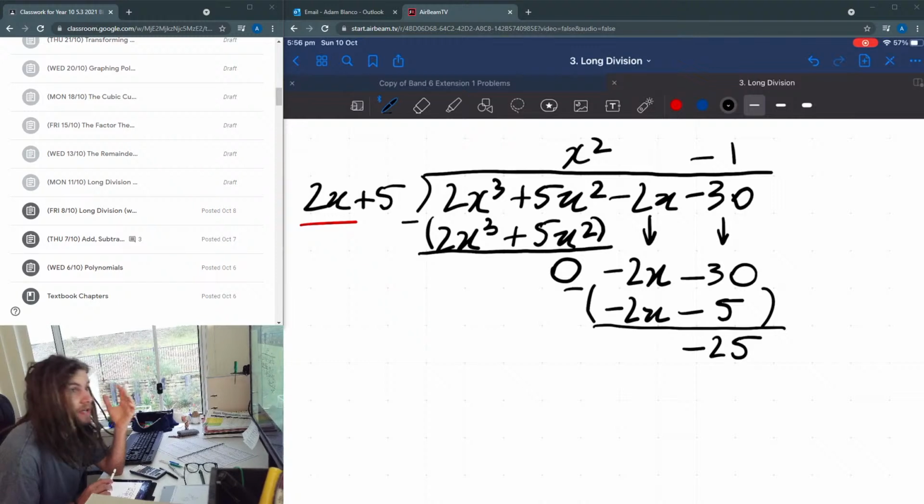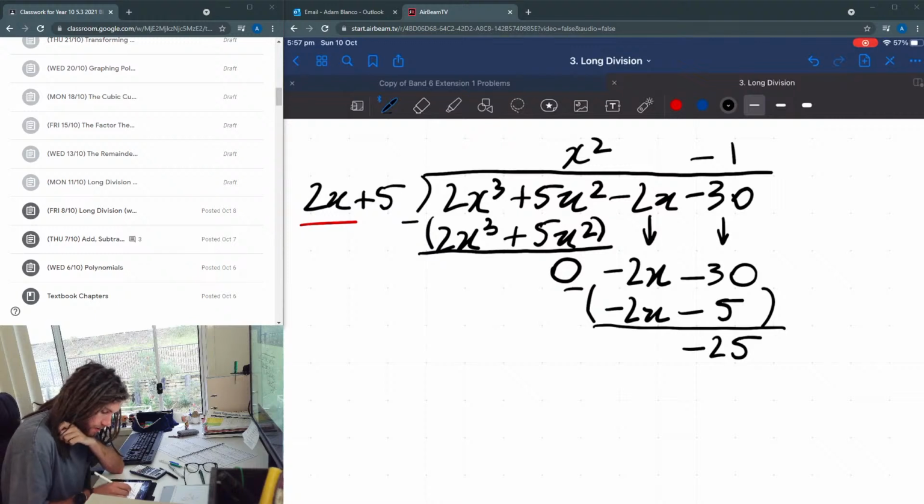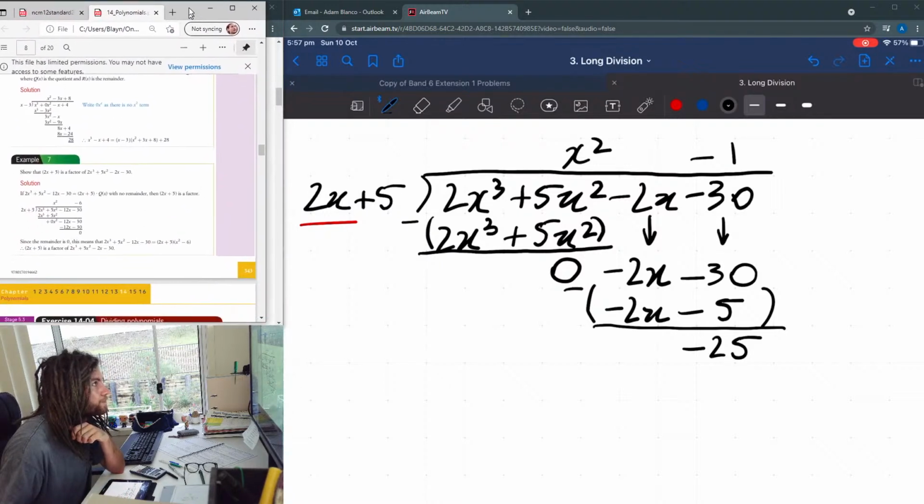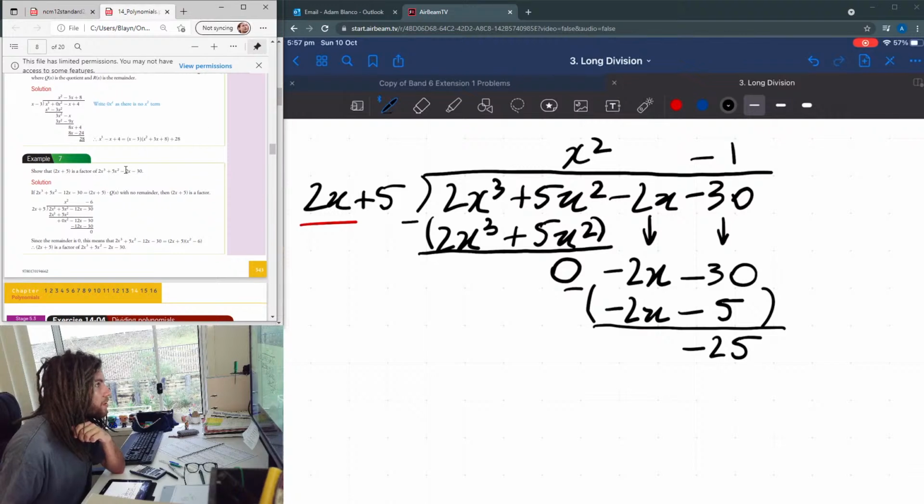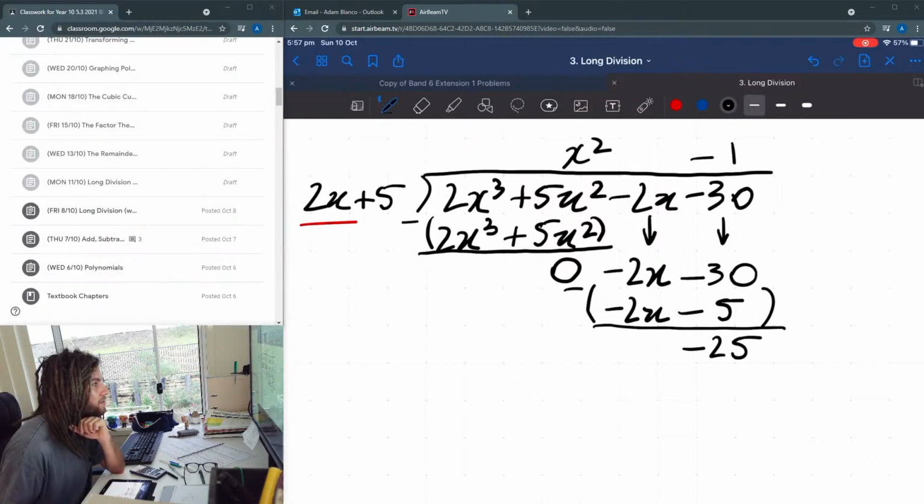Textbook made a mistake. Okay, this isn't my fault. I thought I was being dumb. This is not my fault. The textbook has mixed up the question. Look at this. They've got a 2x here, and then here they've got a 12x. That's not my fault. I thought I was being so stupid then.